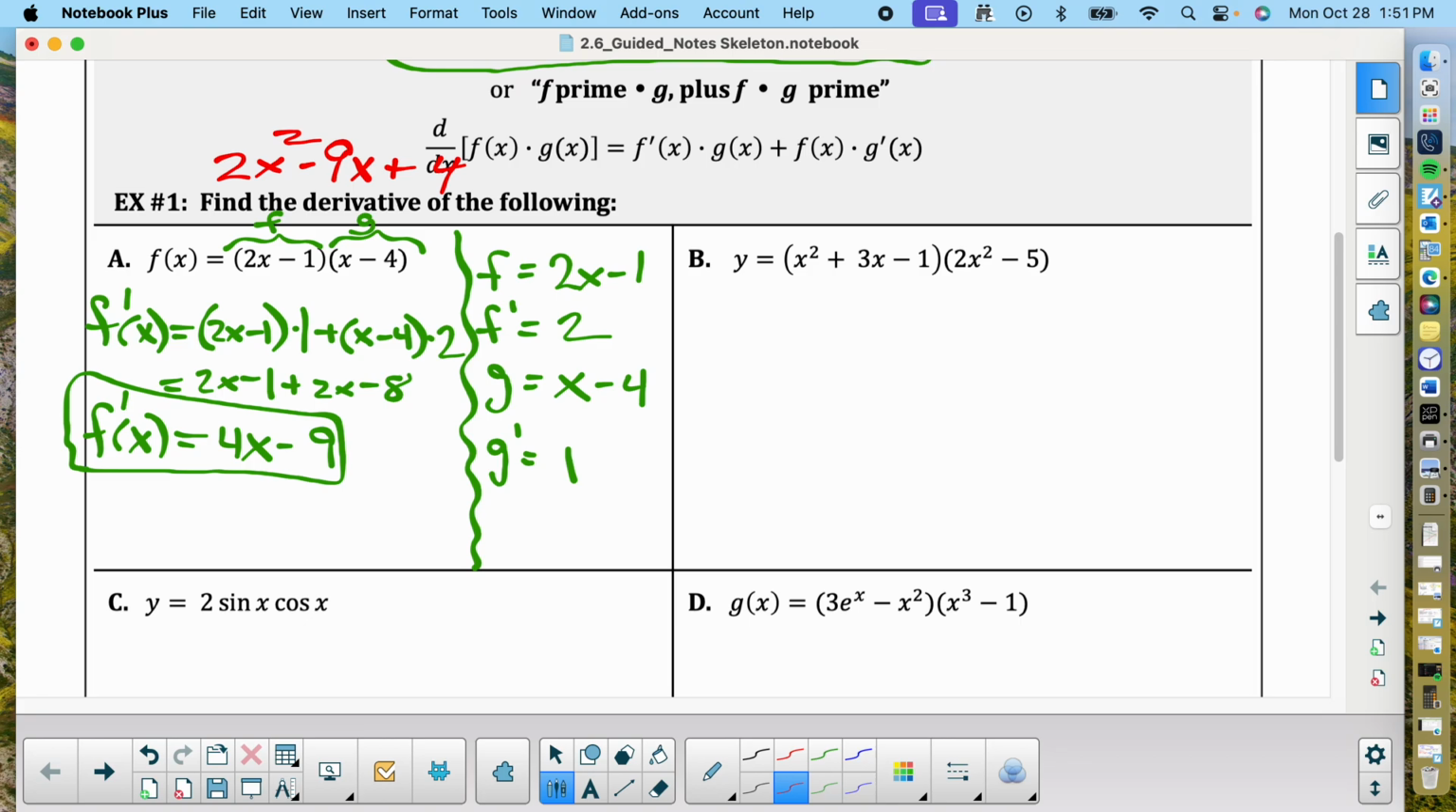B. Here's what I'd like you guys to try. Figure out F, F prime, G, G prime. Find those four things on your own on B. Individually, they're not terribly difficult.